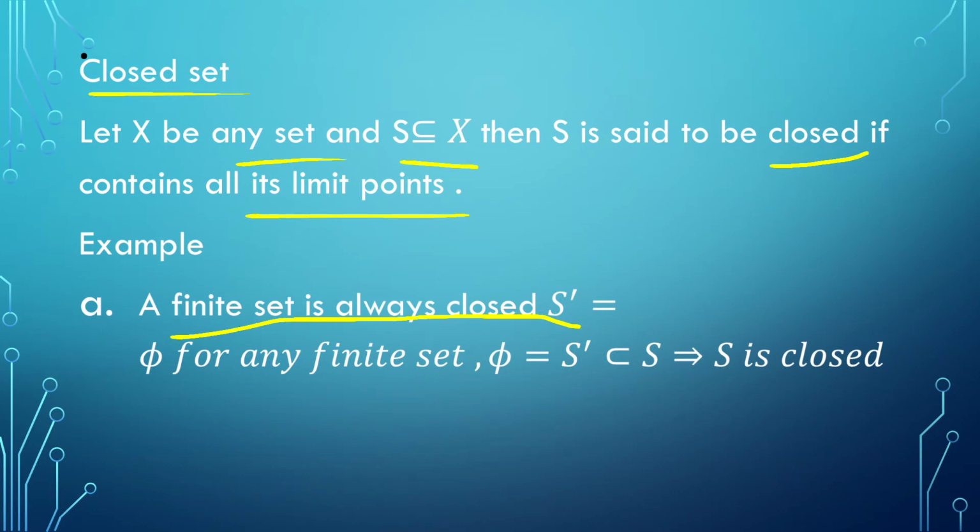For example, A: a finite set is always closed. Why are we saying it's closed? Because its derived set, which is the set of all limit points, is empty for any finite set. So this is true, and it follows like that.